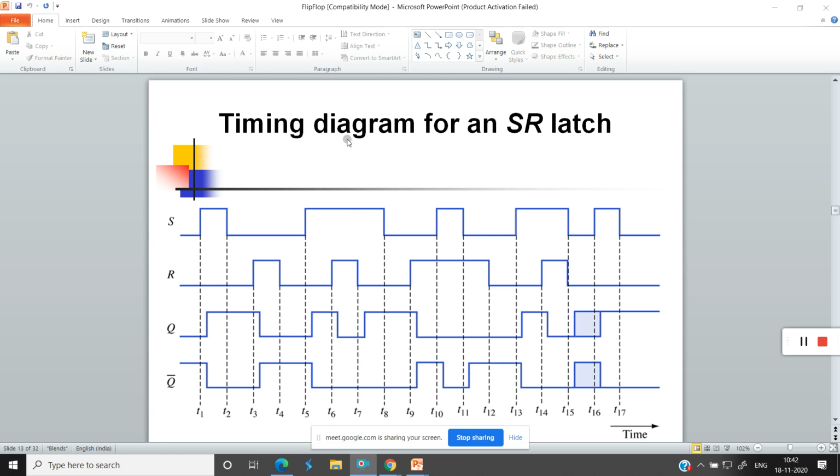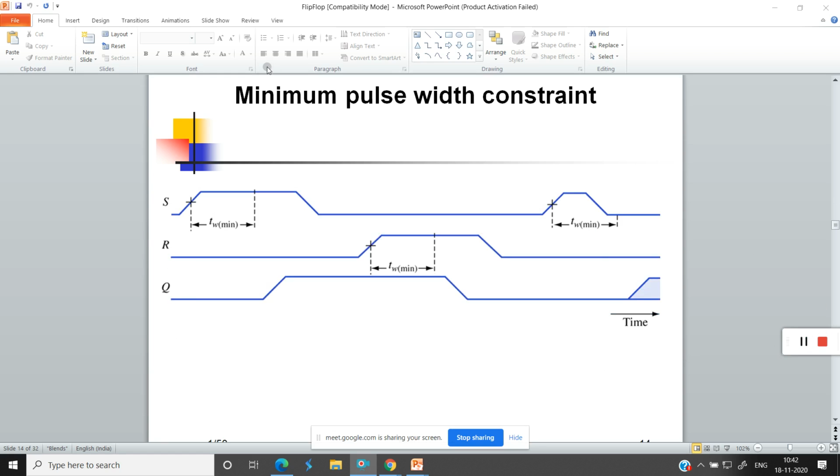What you have to draw in the timing diagram is the S input line, R input line, Q output line, and Q bar output line. S and R are the set input and reset input. If S is 1, the SR latch will be in the set state. If R is 1, the SR latch will be in the reset state. Q and Q bar are complements of each other.